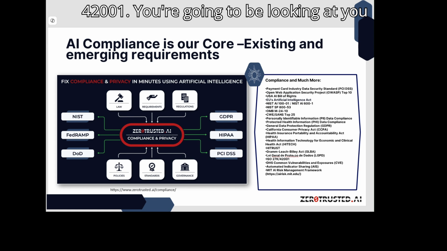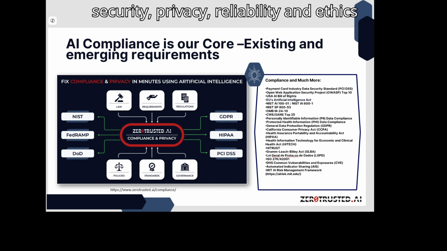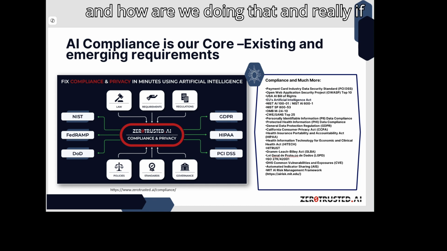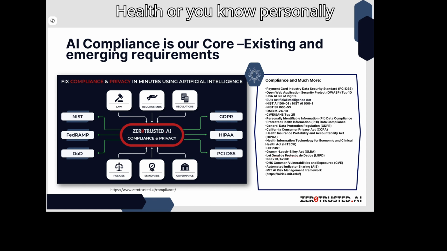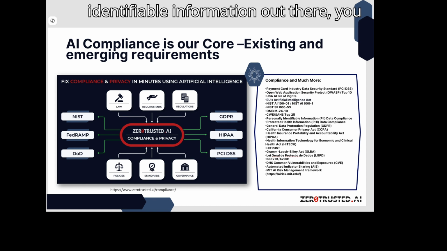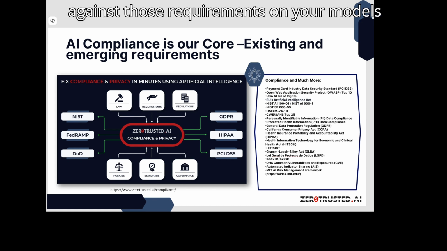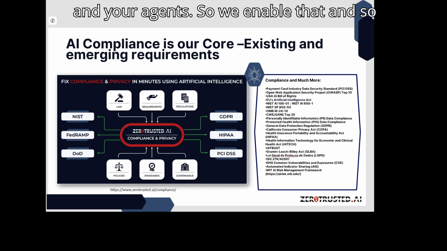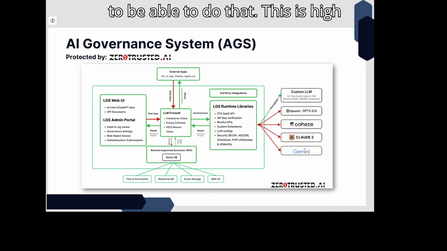You're going to be looking at what the specifics are that my models are checking for security, privacy, reliability, and ethics, and how we are doing that. And really, if you have any type of personal, health, or personally identifiable information out there, you want to make sure you're checking against those requirements on your models and your agents. So we enable that, we monitor that, and we give you that enriched information on how you're going to be able to do that.